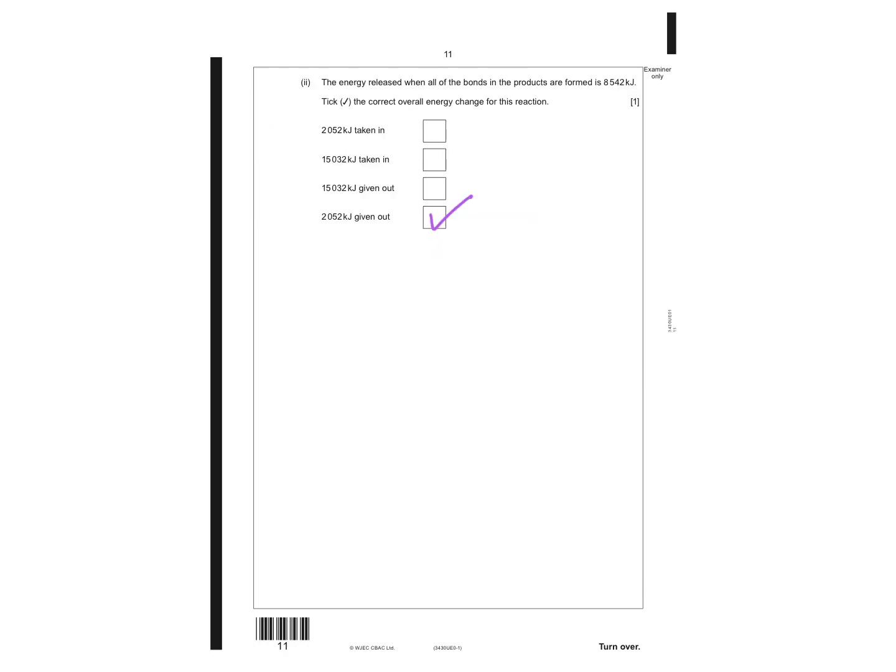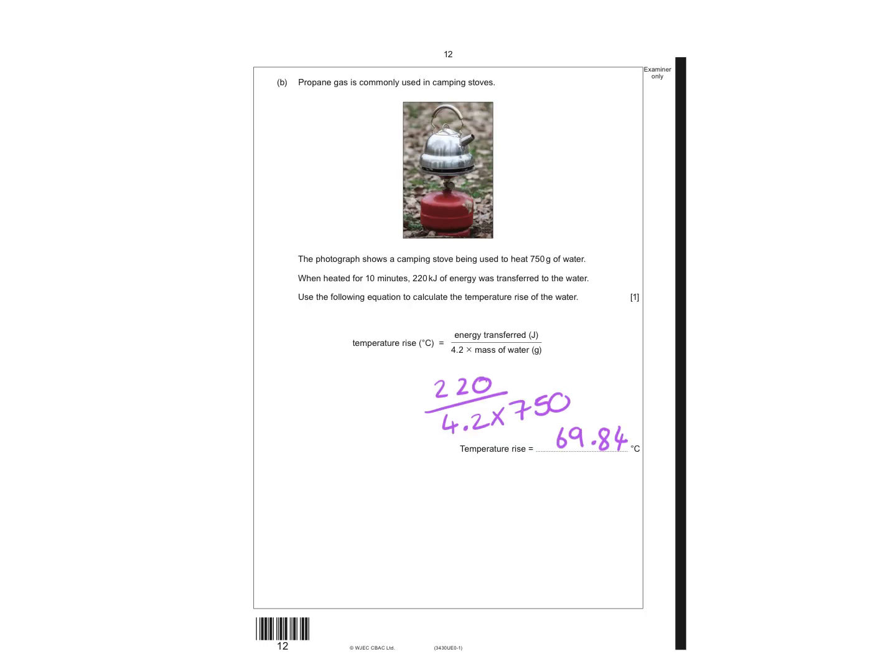The energy released in all the bonds in the products are formed is 8,542. The total overall energy change for this reaction, so you're going to do reactants minus products, which should give you 2,052.